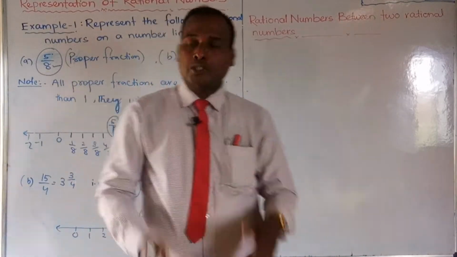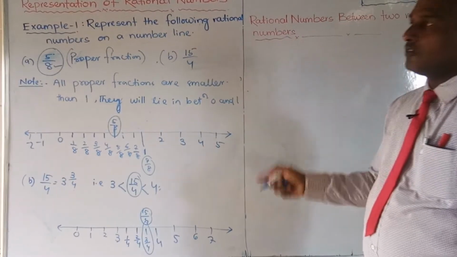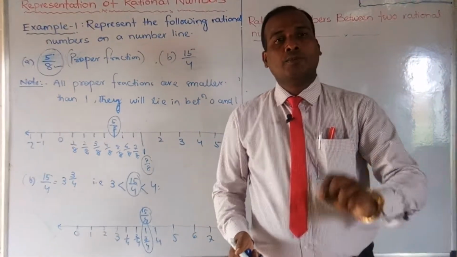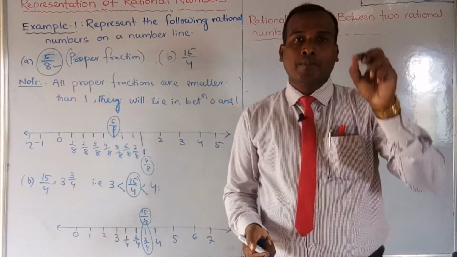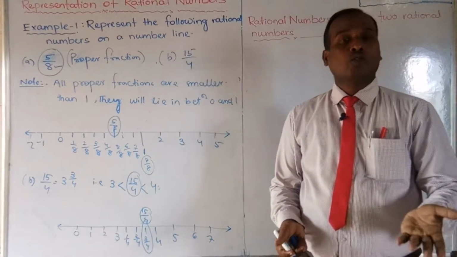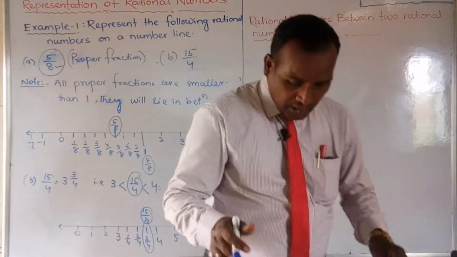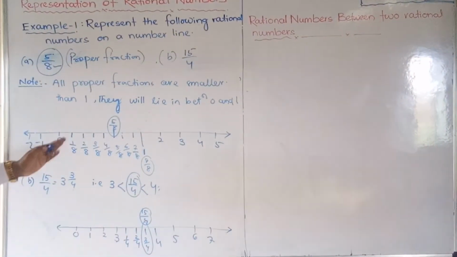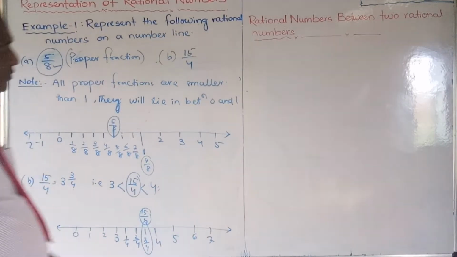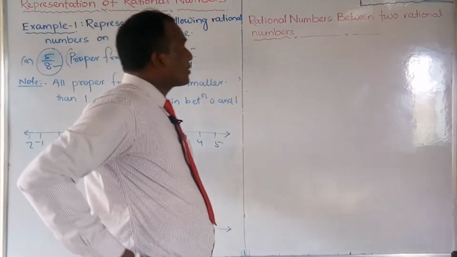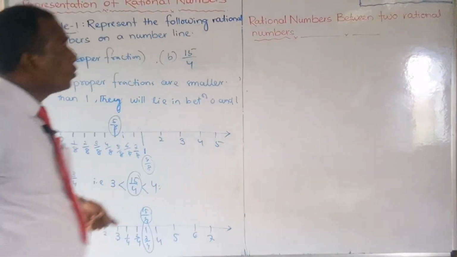Okay, as usual, whatever I have told, see the video once, and if you are getting confused, see the video a number of times, pause it, and take different examples also. If you are confused, please call me. Okay, in the same way, students, negative numbers you have to bring to the left side. Now students, we are going to discuss rational numbers between two rational numbers.